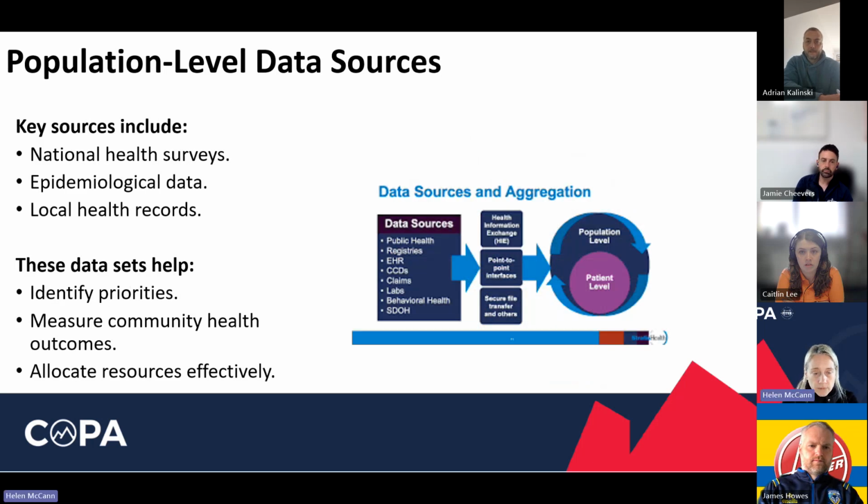So the first thing we're going to look at is the population level data sources. This should highlight the different types of data that can support health improvements. For example, these include national health surveys and local health records, and these data sets help identify health priorities, measure outcomes, and allocate resources. By using these resources, you can ensure your decisions are based on accurate and relevant information. So do you use any of those data sources you might use?